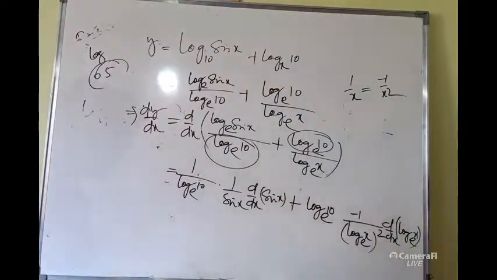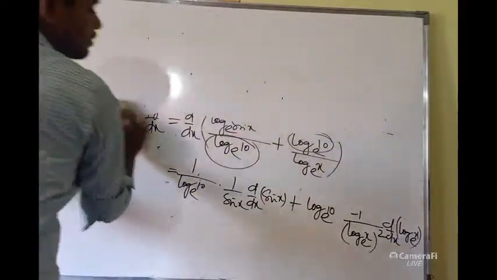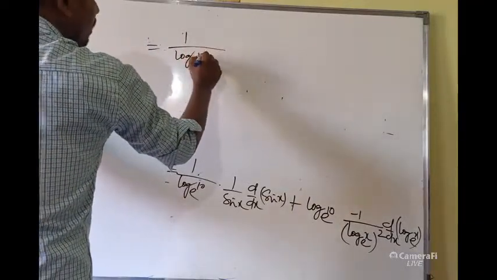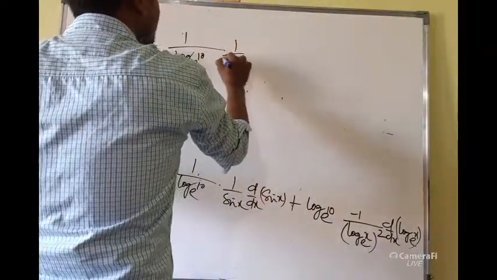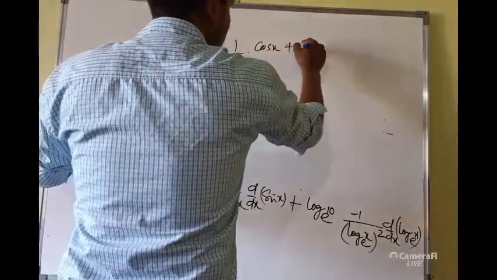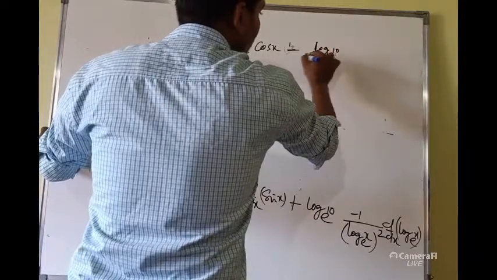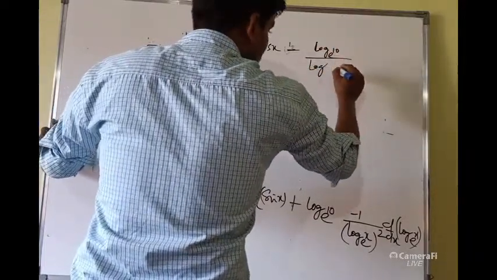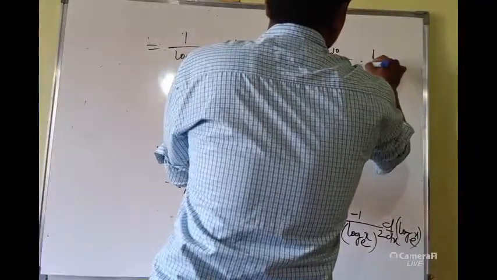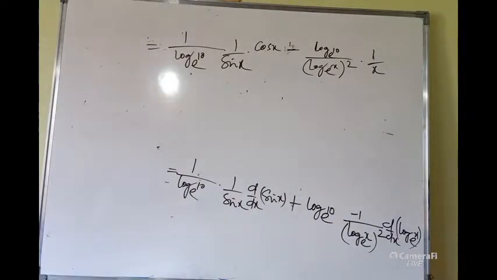Now, 1 by log 10 base e and 1 by sin x is here, and the derivative of sin x equals cos x. Okay, plus, sorry, this minus 1 is here, so minus log 10 base e divided by log x base e, and the derivative of log x base e is equal to 1 by x. Okay. Repeat, sir.